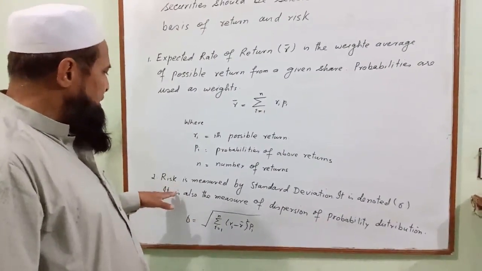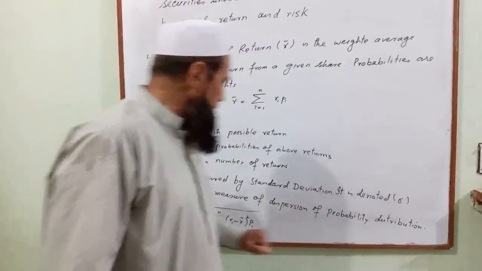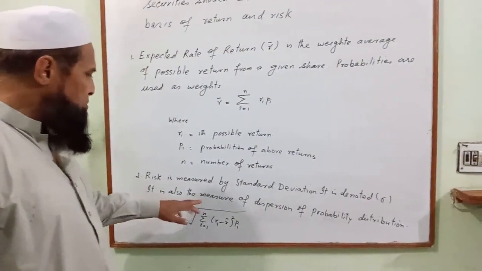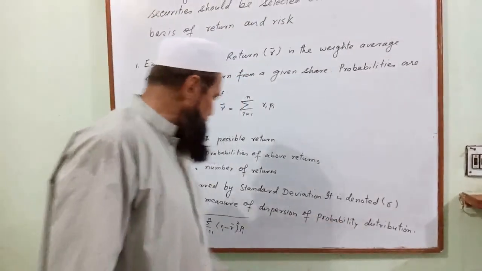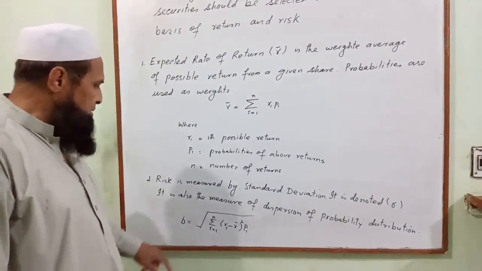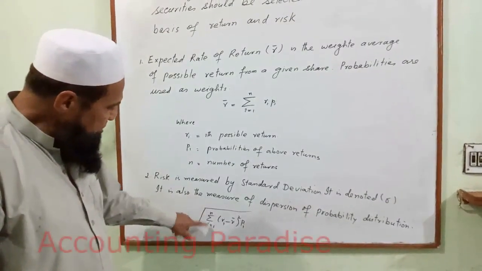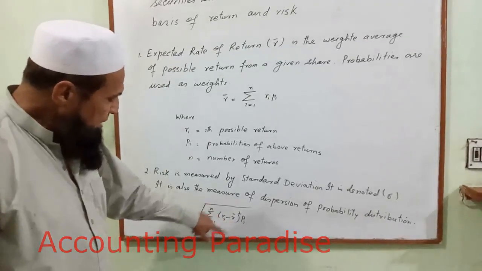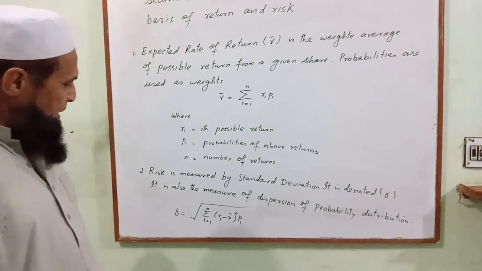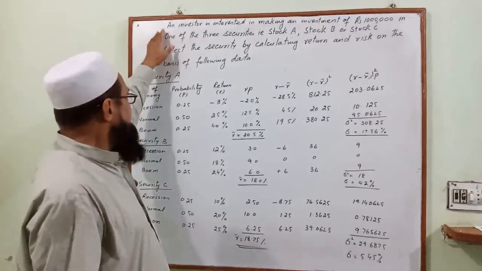The risk is measured by standard deviation. It is denoted by sigma. It is also the measure of dispersion of probability distribution. Its formula is sigma is equal to the square root of the summation from i equal to 1 to N of (Ri minus R bar) raised to the power 2 into Pi. Here is an example.